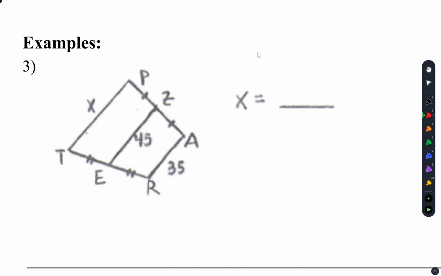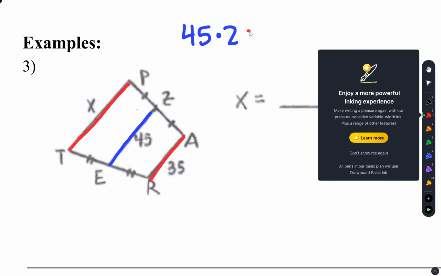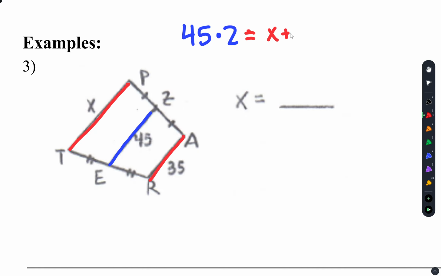This one, pretty straightforward, right? I have my midsegment, 45, and I have my two bases, x and 35. I don't want to divide x by 2. I don't want to divide 35 by 2. So instead, I'm going to multiply 45 by 2, and it has to equal my two bases added together. So x equals 55 here. That's the trapezoid midsegment theorem. That's all that says.